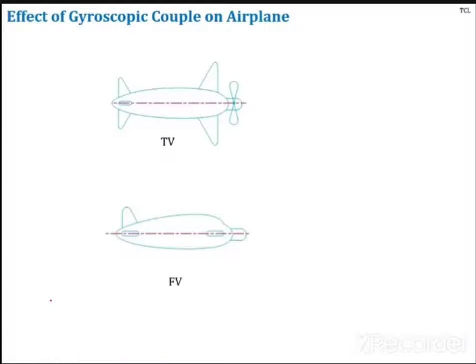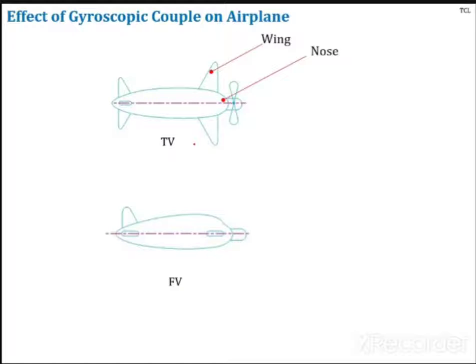Okay. Now let us take an example. So obviously we need a top view and a front view. Front view means what? From the front view you can see the effect of gyroscopic couple. From the top view you can see whether the axis is turning left or right. Okay. Now here let us take an example of it.